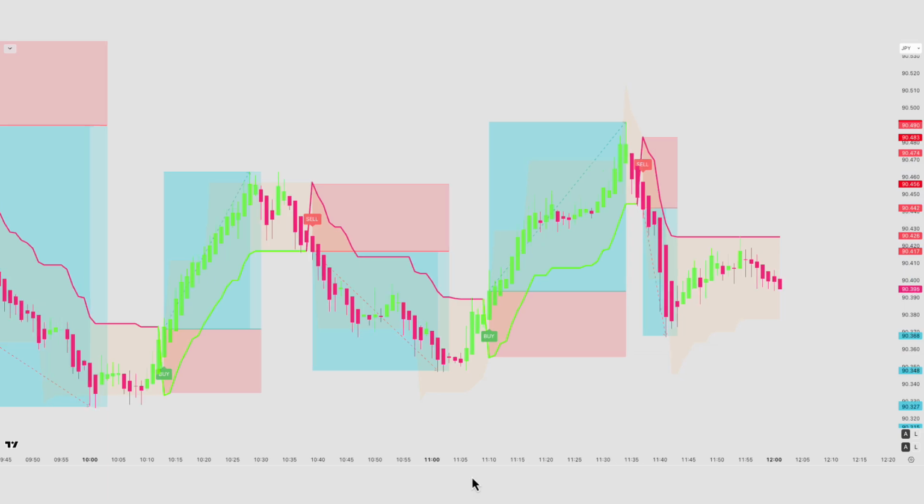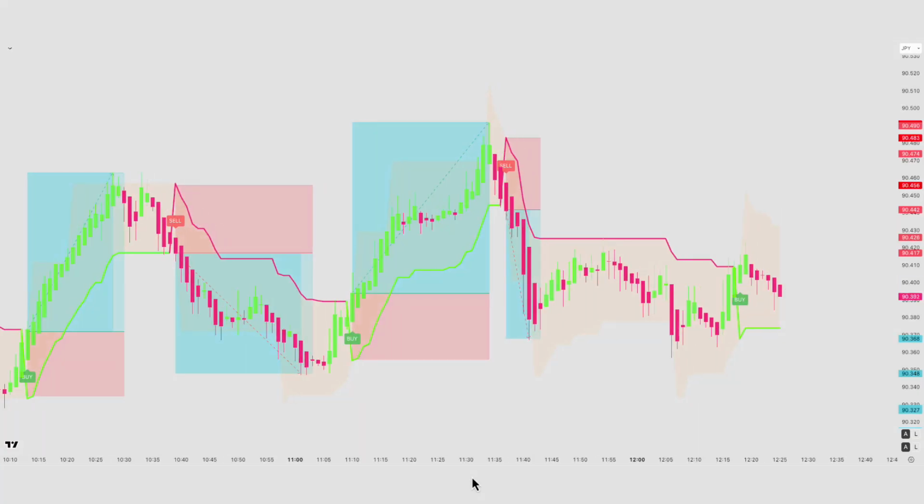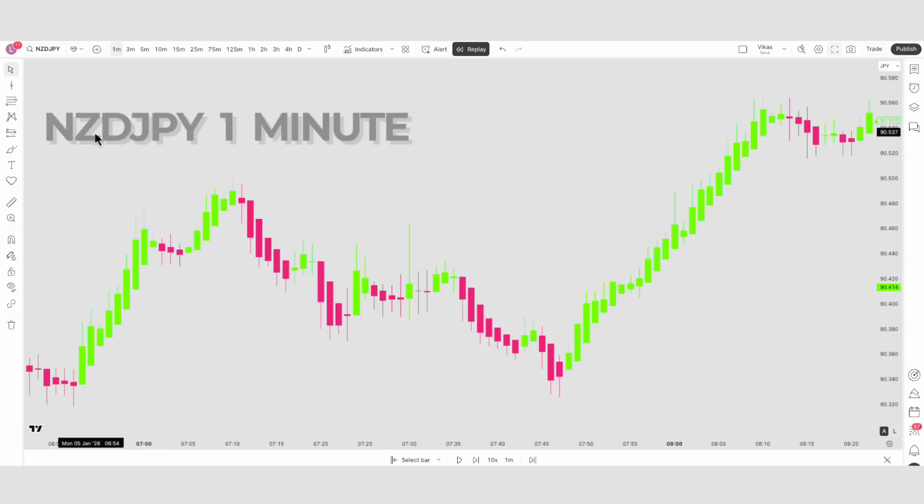First of all, let us know about trading tools. The sell and buy arrow indicator we see in the chart is called the MTF Dual Super Trend Indicator. Now we tell you how we want to trade. Let's start the video. We open the NZDJPY 1-minute chart.